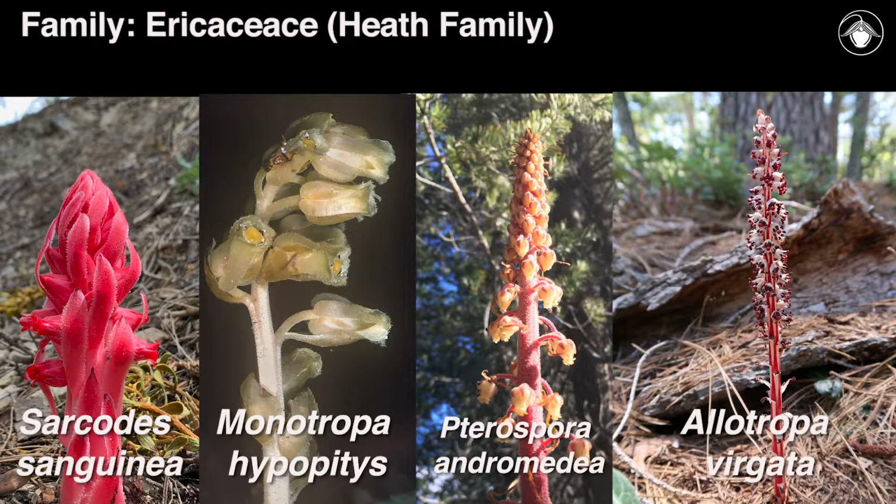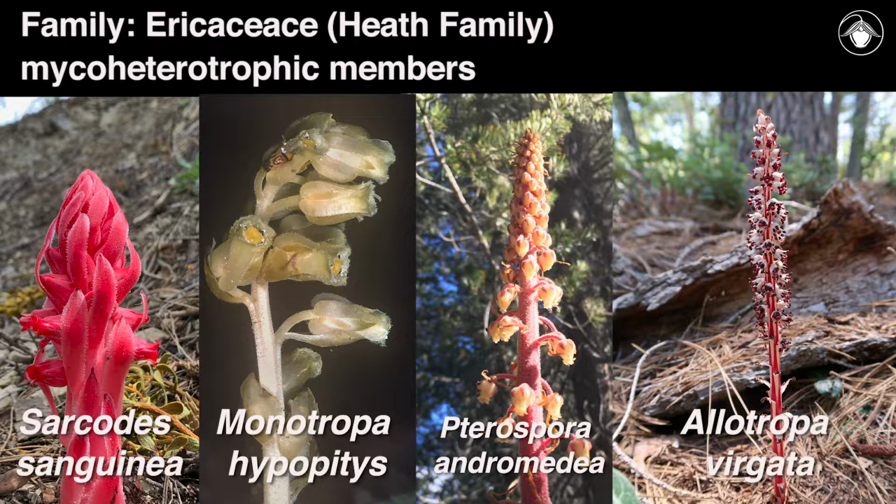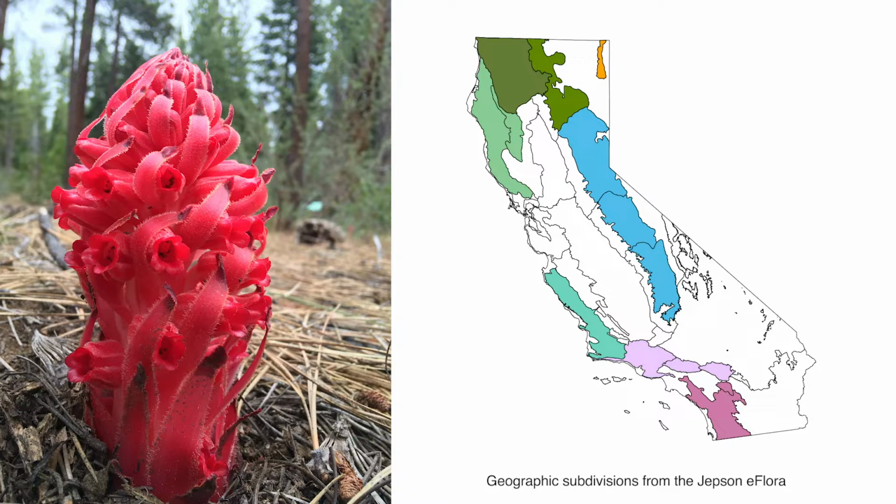Snow plant is a member of the Ericaceae and is unusual among the mycoheterotrophic members of the family in not being ghostly white or some shade of reddish-brown in color. Snow plant is found in mature, moist, and shaded forests from 3,000 to 9,000 feet in elevation.